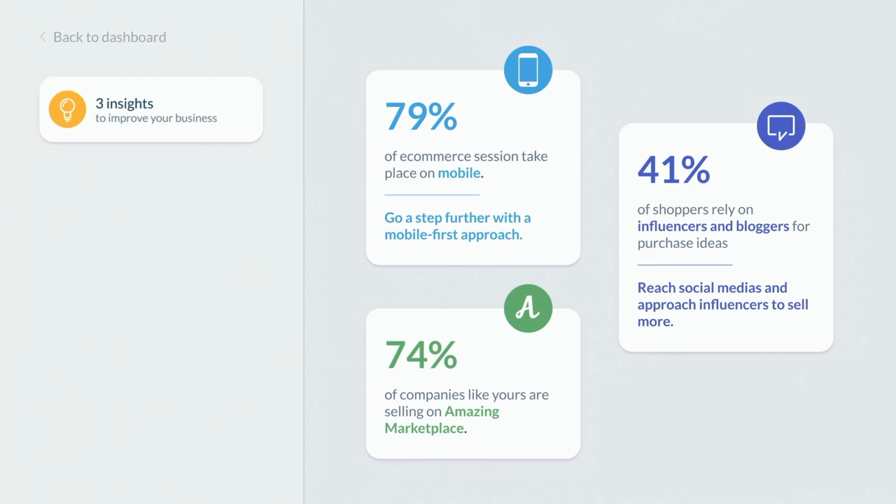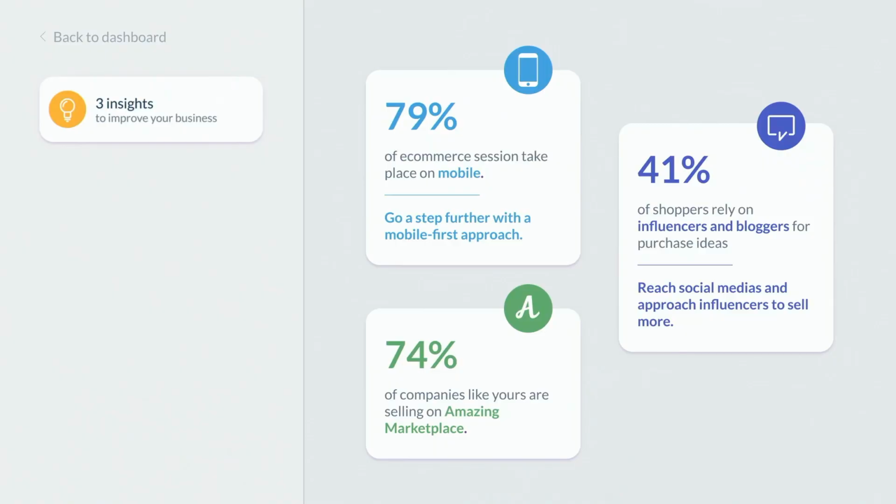How can data help you better understand where to reach your customers? We know today's buyers are omni-channel in nature, but they expect the same consistent product experience no matter where they are shopping. With Akeneo Actionable Insights, we can tell you that 79% of e-commerce sessions are taking place on a mobile device. Perhaps it's time to start thinking about adopting a mobile-first approach. Another real-life example. Did you know that 41% of shoppers rely on influencers or bloggers for their purchase ideas? Might be a good idea to reach these people on social media to increase your product visibility. And these are just a few examples of how insights can help you make more informed decisions about your business.